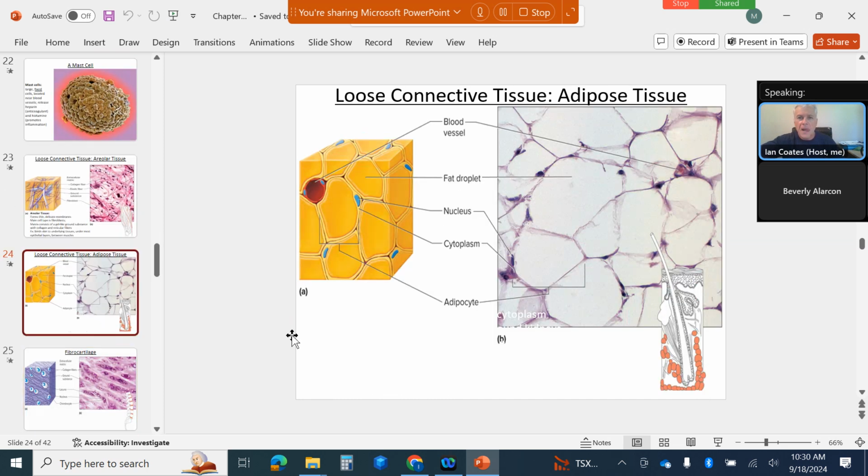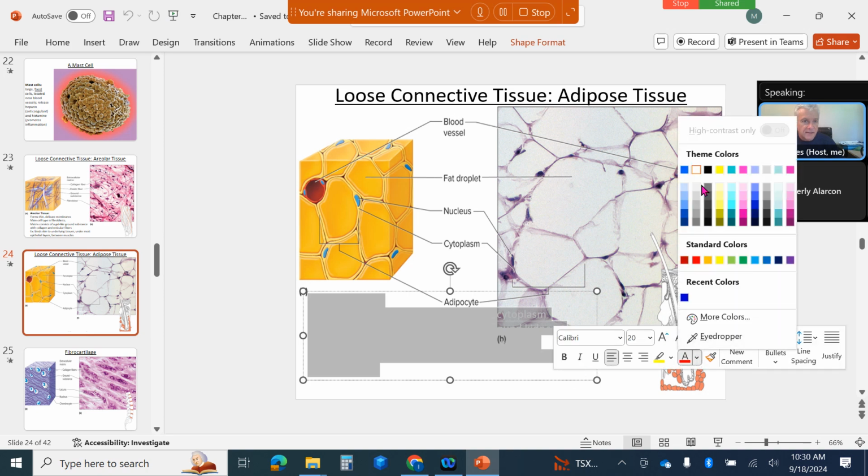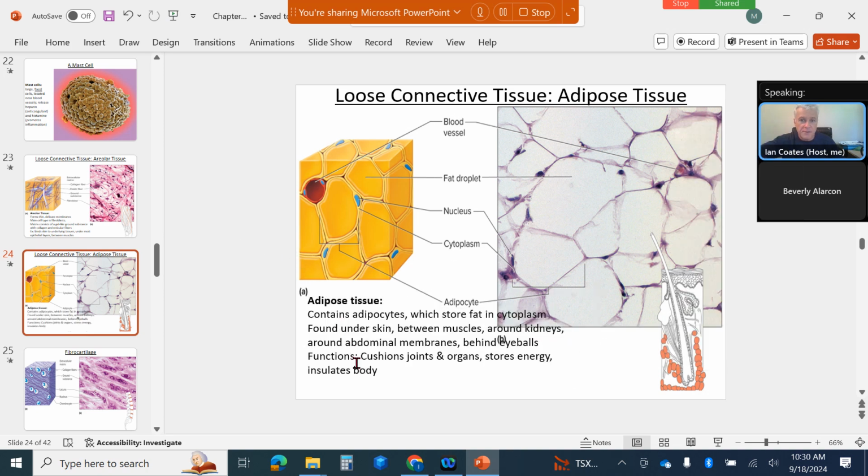Okay. Here's adipose tissue. Here we're talking fat.